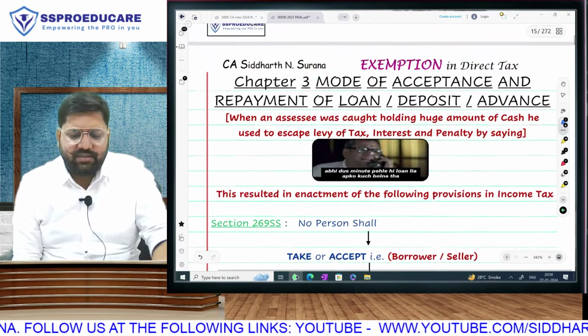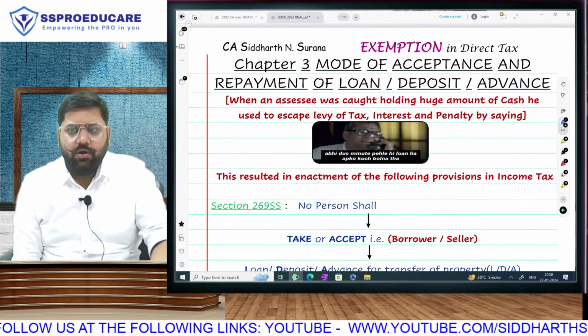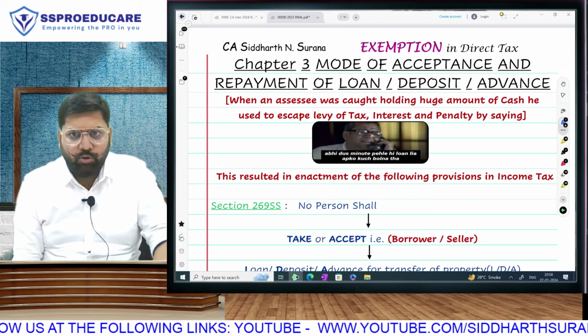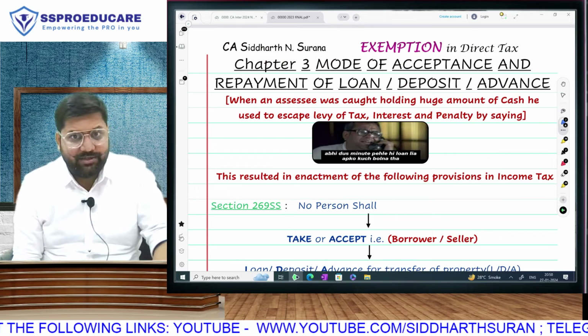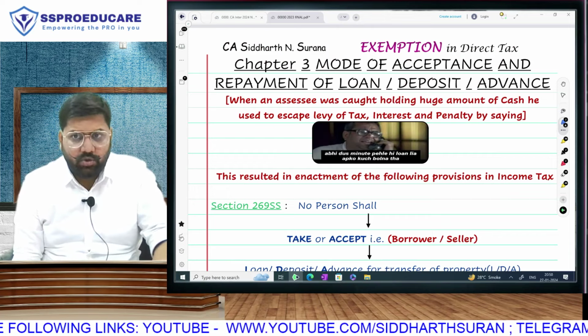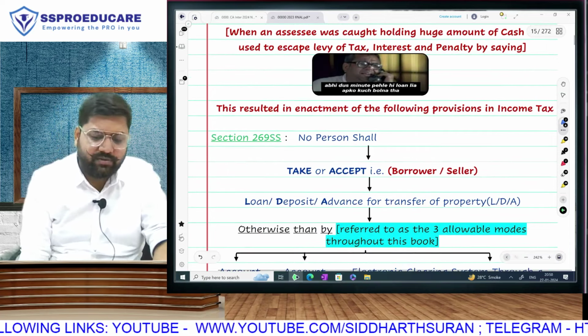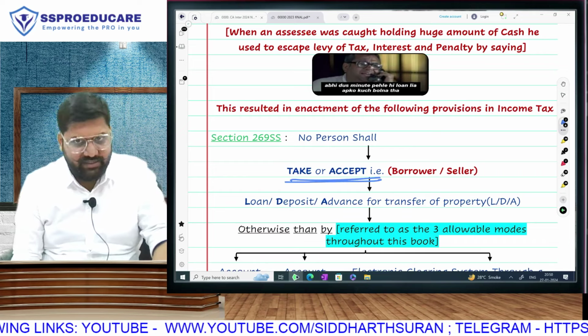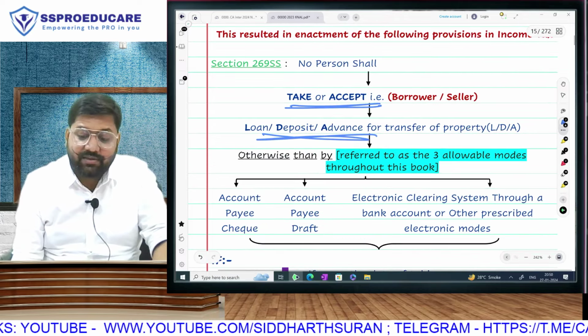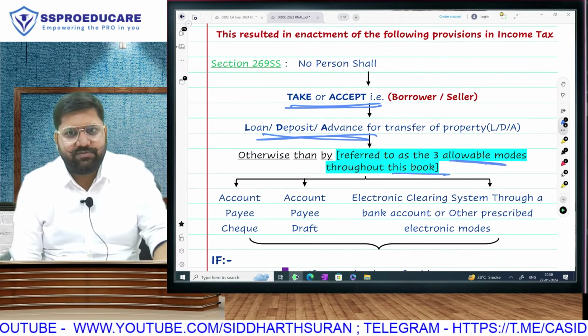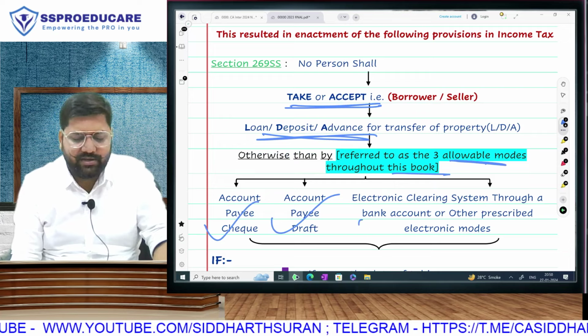Next chapter that we have is a chapter called mode of acceptance and repayment of loan. Whenever people were caught holding huge amounts of cash, they were declaring it as loan and avoiding tax, interest, penalty, everything. So section 269SS was enacted to tell you that no person shall take or accept, means taking is prohibited, any loan, advance or deposit other than the three allowable modes. Throughout the syllabus, we have these three modes: account payee cheque, account payee draft, electronic mode.